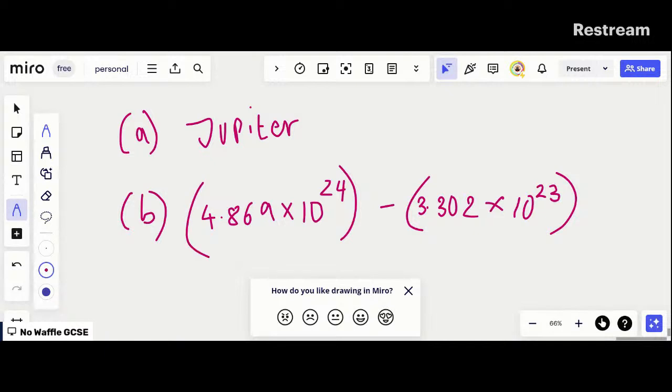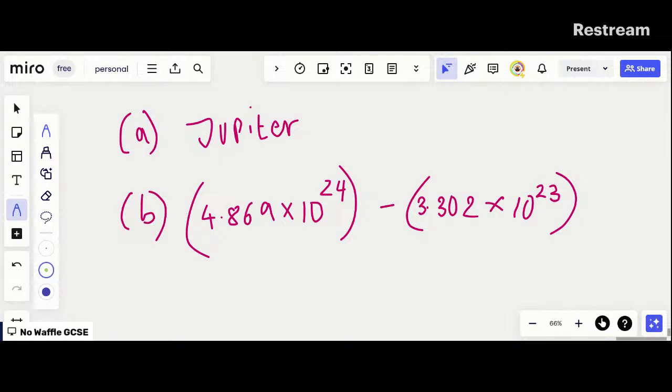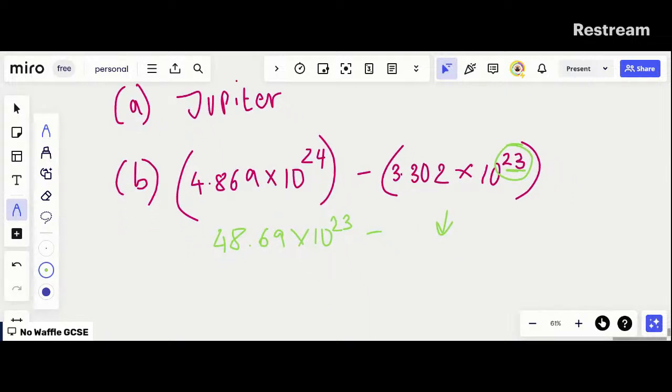So the best way to do this, as I spoke about in my going over everything, is just to make one of them the same power. So let's make them both times 10 to the 23. So this would then be 48.69 times 10 to the 23. Subtract the same thing. And then you can easily just subtract them. So do 48.69, subtracting 3.302, and you should get 45.388.